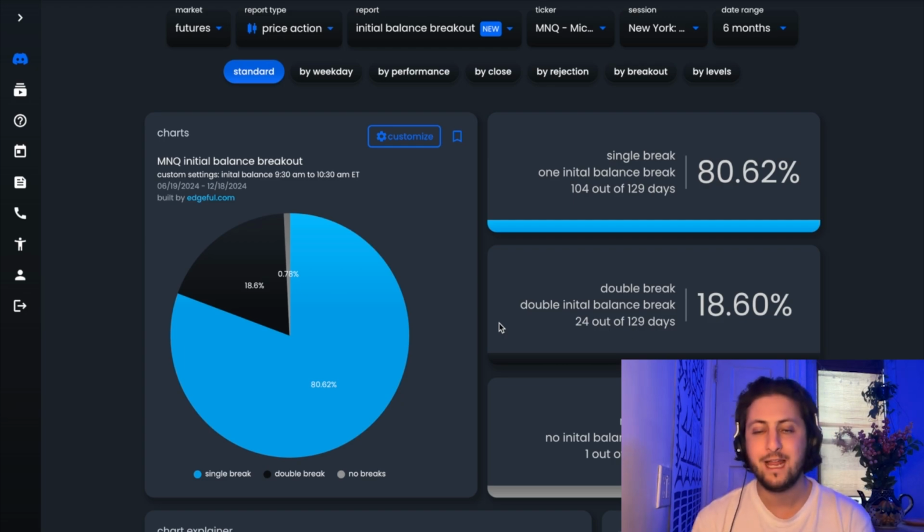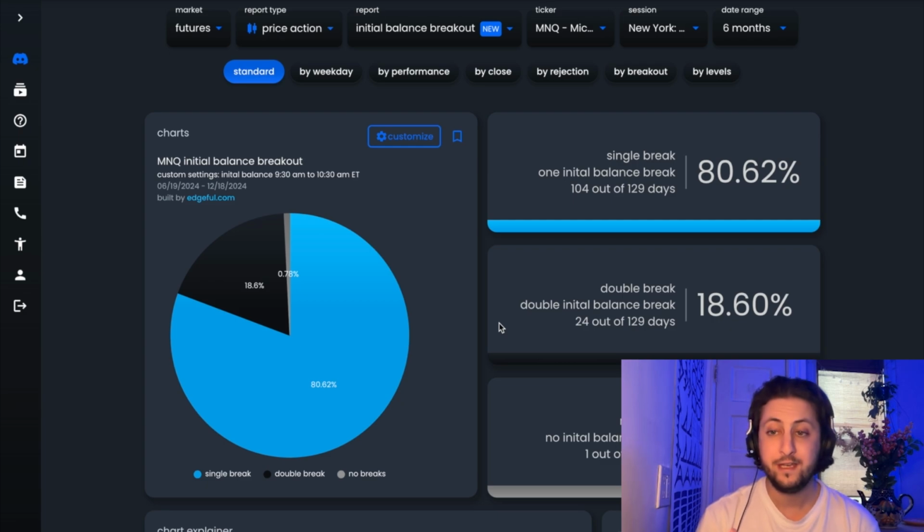So in the trade recap that I'm going to be going over, we broke the initial balance low to the downside. So at that point, knowing for the last 6 months that we have only broken one side of the initial balance 80% of the time, I am now going to maintain a short directional bias for the rest of the day and try to just stay in line with the trend and follow the data here.